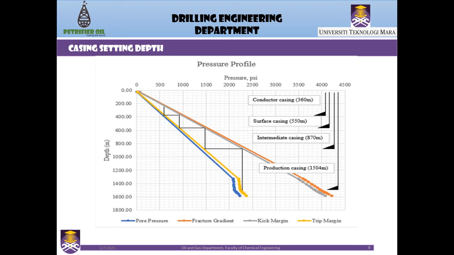So from the pressure profile, it can be determined that the conductor casing setting depth is at 360 meter. For surface casing, the depth is about 550 meter. For intermediate casing it is about 870 meters, and for production casing it is about 1504 meter in depth.